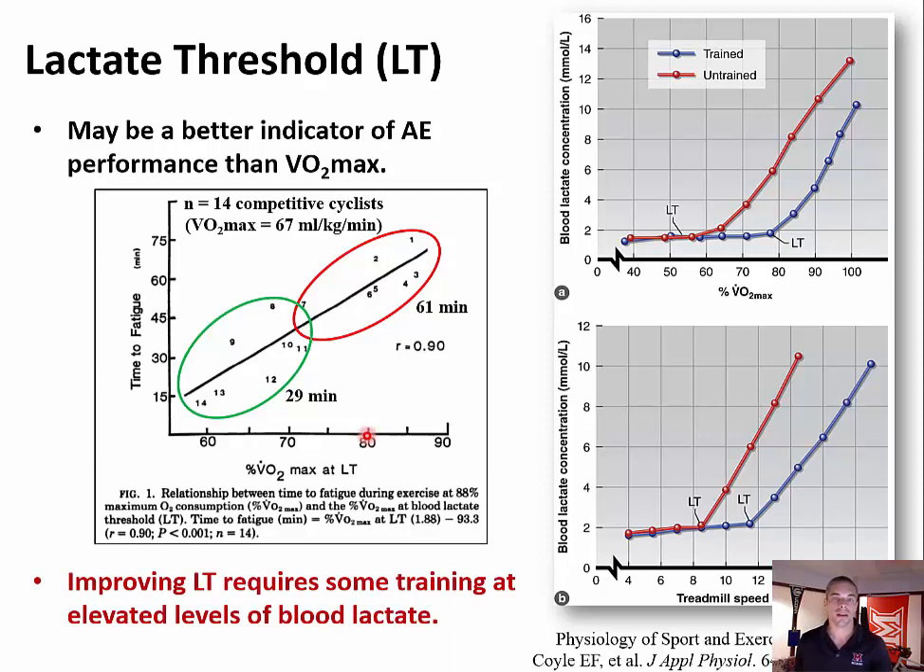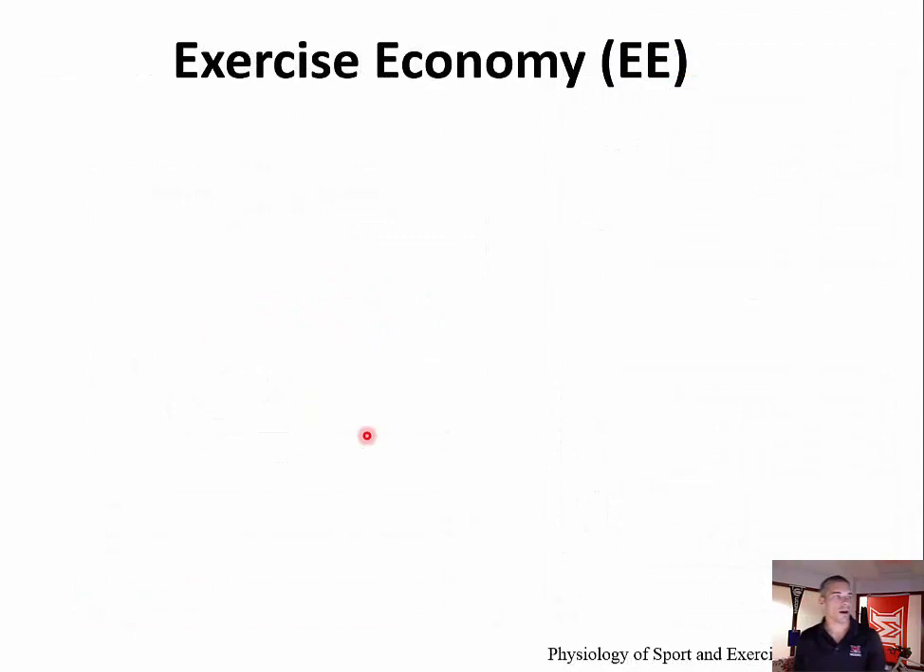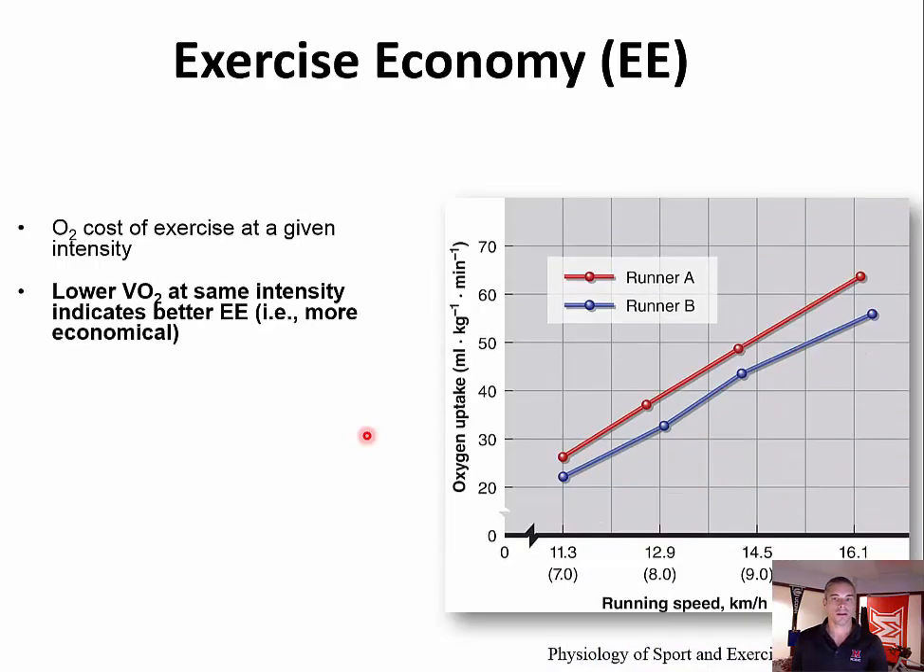And as we'll see later, improving one's lactate threshold requires some training at elevated blood levels of lactate. And we'll talk about specific aerobic exercise training types later on in this module. Another factor affecting aerobic exercise performance is exercise economy, and that is simply the oxygen cost of exercise at a given intensity of exercise.